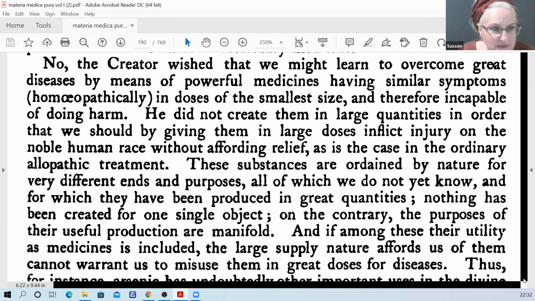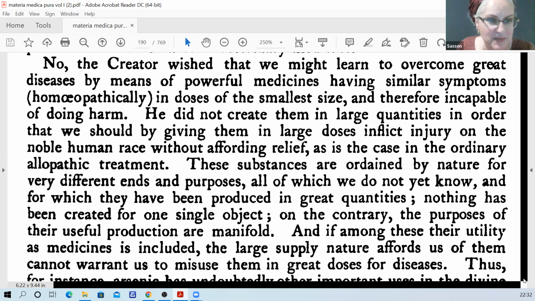Okay, know the Creator. No, the Creator wished that we might learn to overcome great diseases by means of powerful medicines having similar symptoms, homeopathically. That means like cures like. So whatever is produced by a substance will then cure the same things in a person whose vital force is displaying that symptom. So like cures like, in doses of the smallest size and therefore incapable of doing harm.